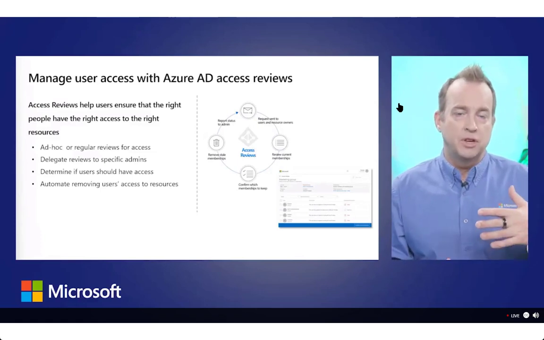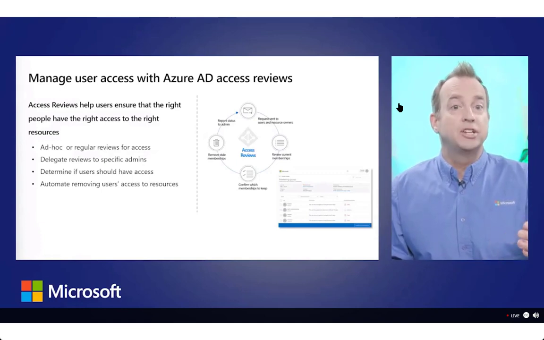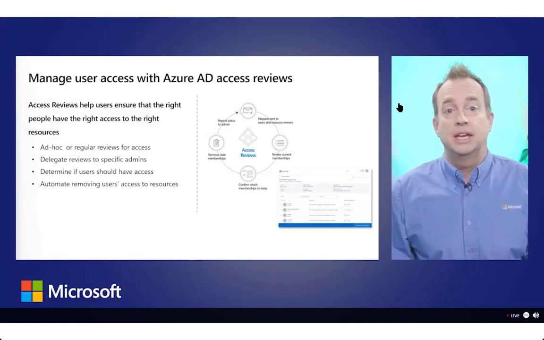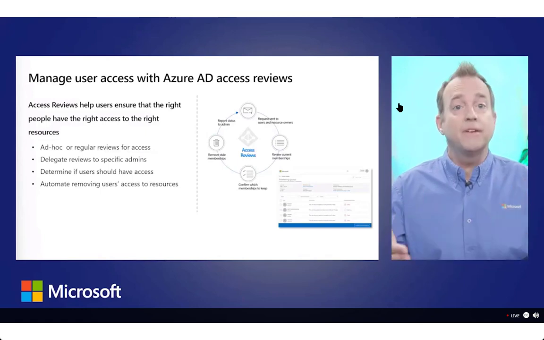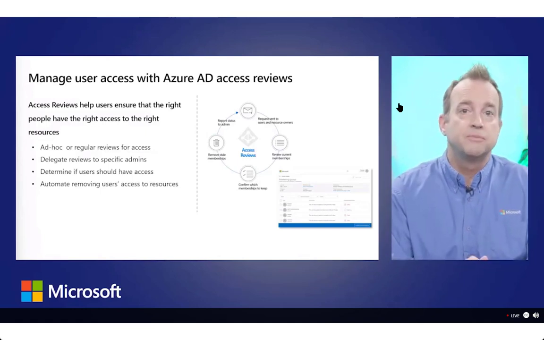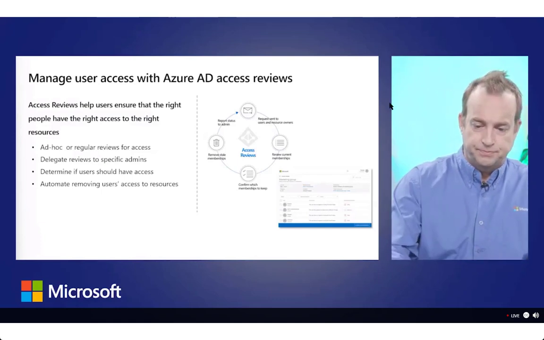For example, if the owner doesn't respond within 3 days of the review period starting, then that person's manager gets to decide. Or maybe no action gets taken if there's no response given. Or you could remove everyone from the group if there's no response. You have some flexibility there. This is another Azure AD Premium feature.